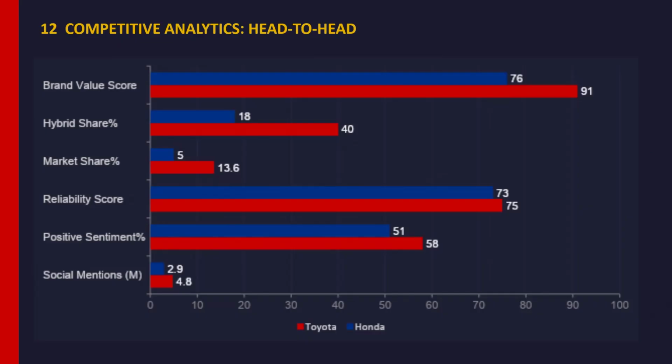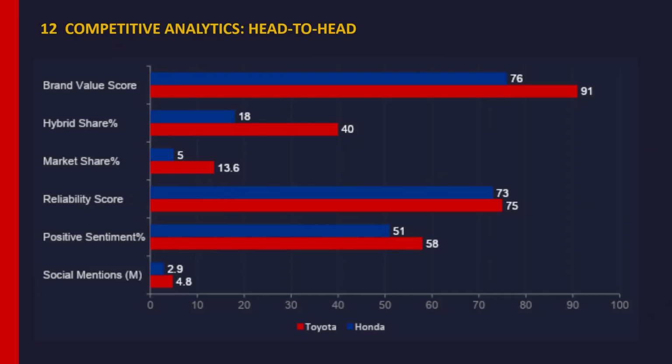Moving down, positive sentiment: Toyota's 58%, Honda's 51%. Reliability score: Toyota 75, Honda 73. Global market share: Toyota's at 13%, 13.6 to be exact, Honda's at 5%. Hybrid or electrified vehicle share of total sales: Toyota's at 40%, Honda's at 18%. And finally, brand value score, normalized at 91 for Toyota and 76 for Honda.